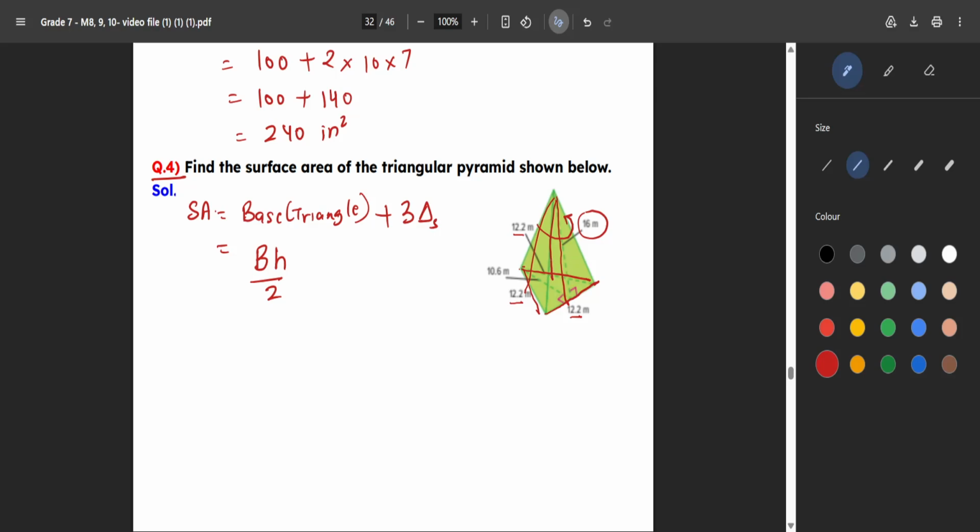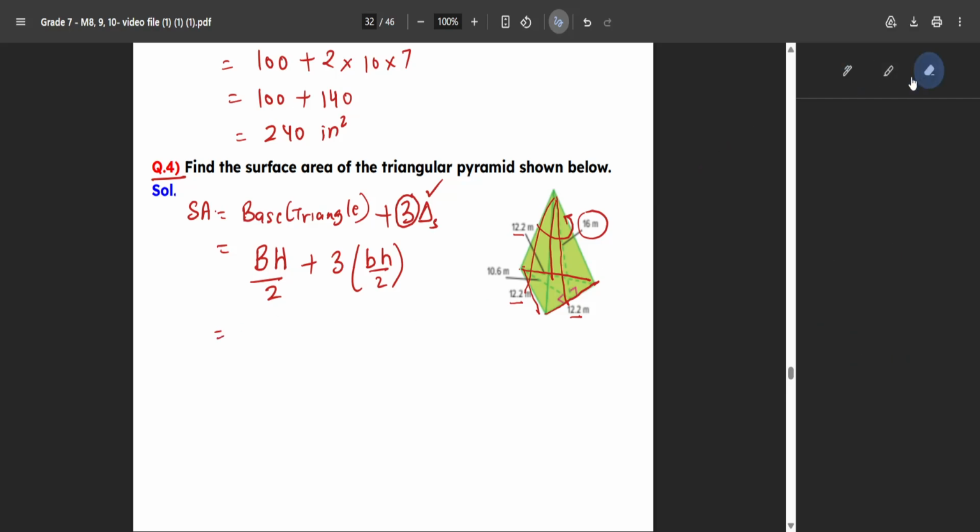So because their base and height are the same, I can just find the area of one triangle and multiply it by 3. Why? Because there are 3 triangles from 3 sides. So plus it will be 3 times the base, let us take the big B as the big edge, and height divided by 2.